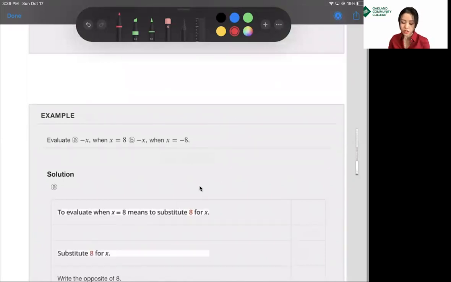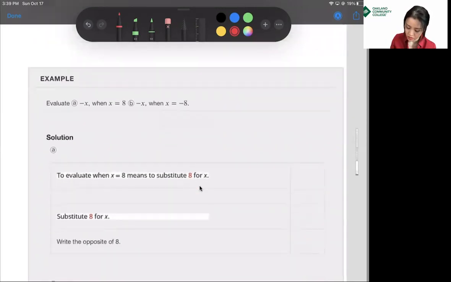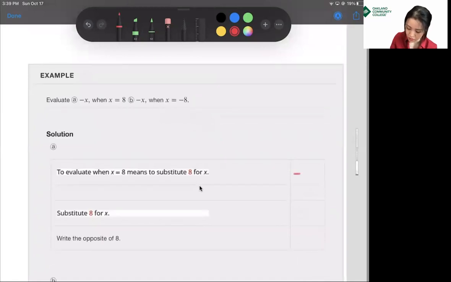To evaluate when x equals 8 means you substitute 8 for x. So I have negative x here. I want to substitute 8 for x. Whenever I see an x, I'm going to replace it with a parenthesis. So I have a negative, and instead of x, I put just a parenthesis there. And now I'm going to put the 8 inside.